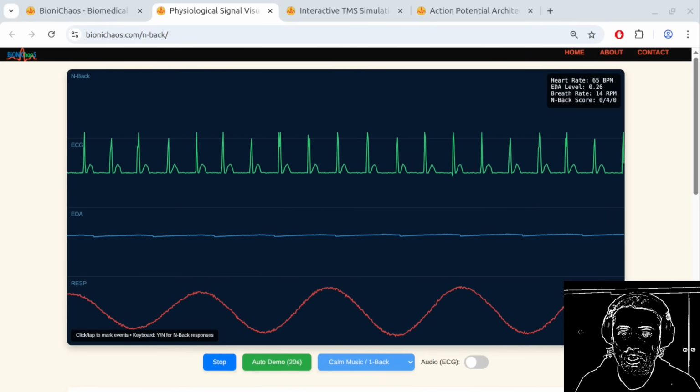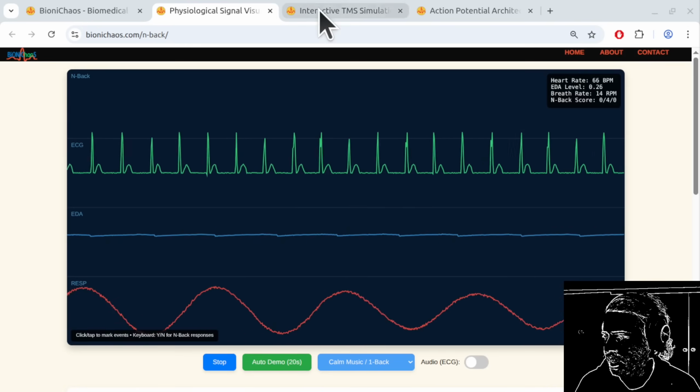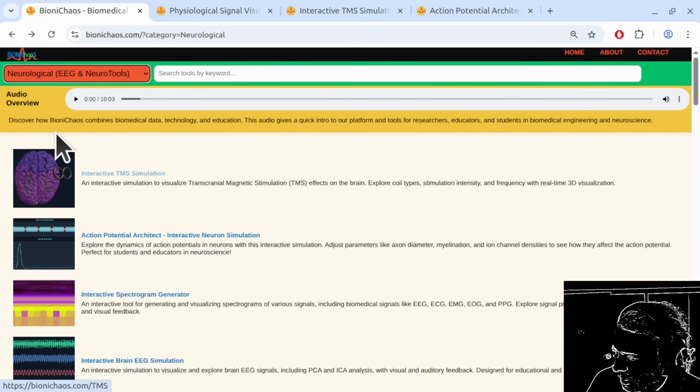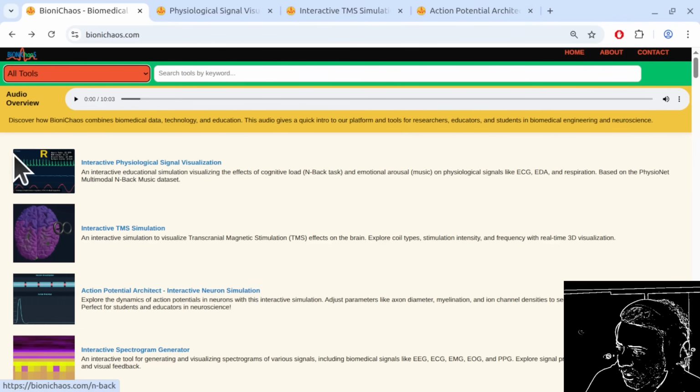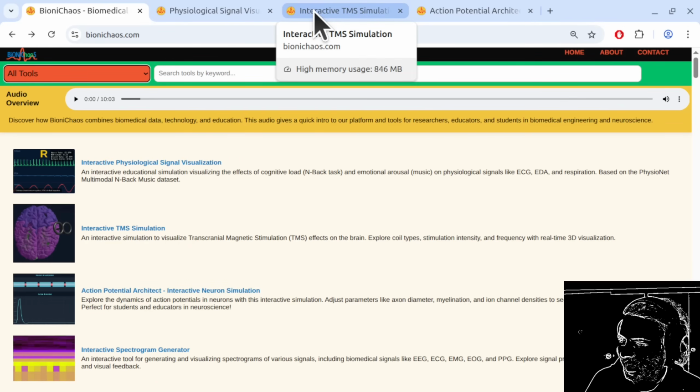If you have any questions, pop them in the chat. So we have these 3 simulations that we released today. All 3 are available on BioniChaos.com. They should be up top. So we have this interactive physiological signal visualization that we just heard about. We have an interactive TMS simulator and an action potential game, which we will touch on later on.